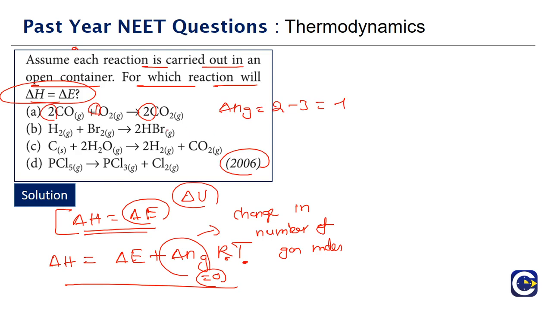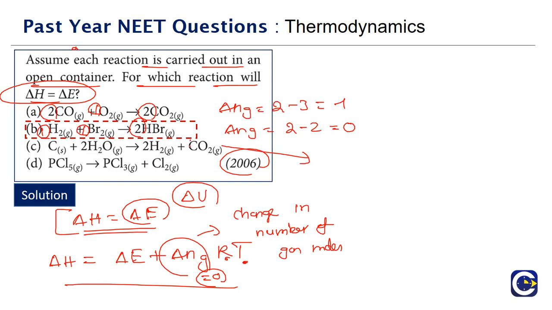Now look at option B. What is option B? Delta Ng will be product side 2 moles of HBr gas. Reactant side 1 mole of H2, 1 mole of Br2, means totally 2 moles will come. So 2 minus 2 is what? 0. I think we got our answer. What is it? Option B. For this reaction, del Ng is 0, hence the delta H value is going to be equal to delta E. Now we will continue with the option C just to verify.